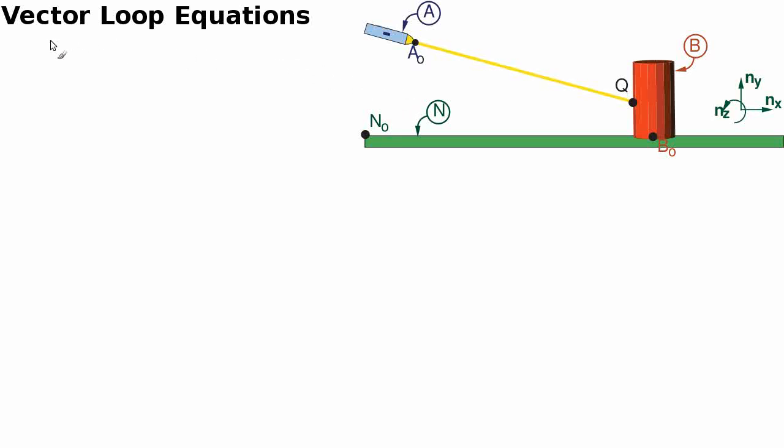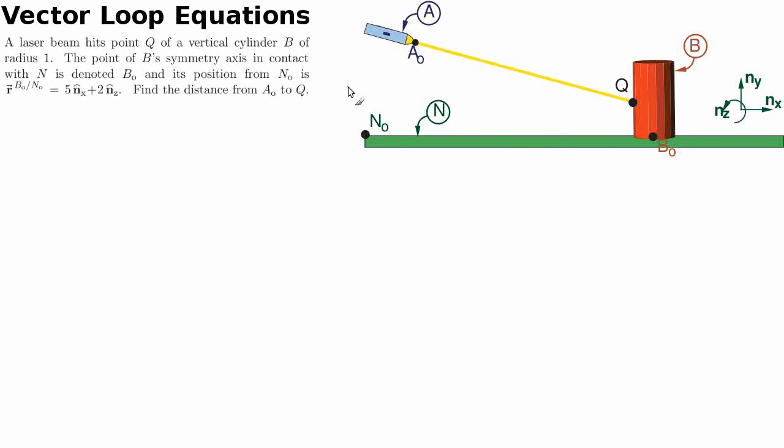We're going to do an example now where we use a vector loop equation to solve this 3D geometry problem. Here's the description of the problem. It says a laser beam, which comes from body A, hits point Q of this vertical cylinder, which we're calling B, and the cylinder has radius 1.